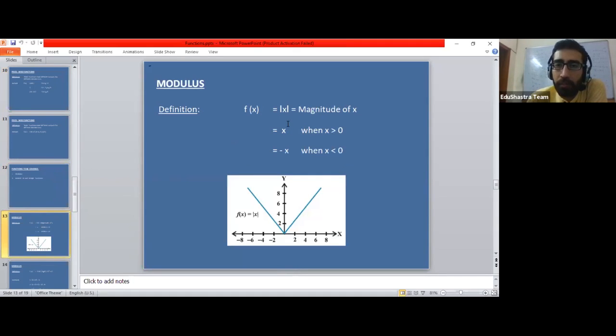The modulus function is piecewise in the sense that f(x), the modulus function, is equal to x when x is greater than 0, and it is equal to minus x when x is less than 0. For x greater than 0, f(x) or y is equal to x. This line is y is equal to x. And when x is less than 0, then y is equal to minus x. This is the line. So that ensures, if x is negative, the output is minus of that negative number, then y remains positive. Which is why f(x) equal to mod of x never goes below the x-axis. It's always positive.